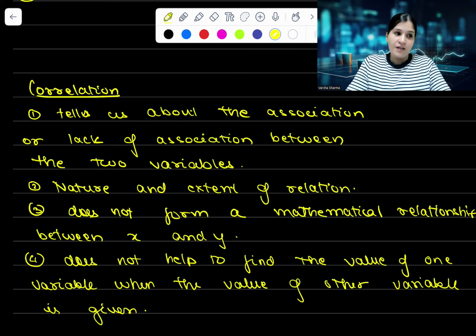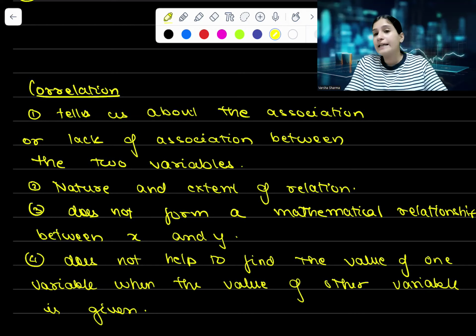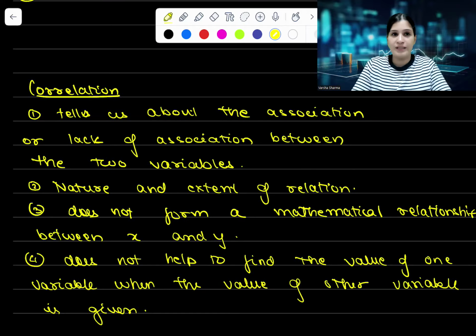Now, sometimes there is no direct relation. For example, demand and supply. There is no direct relationship between them, but they are connected because of the factor price. Price affects both of them. So we say that demand and supply will be related because of the presence of price.